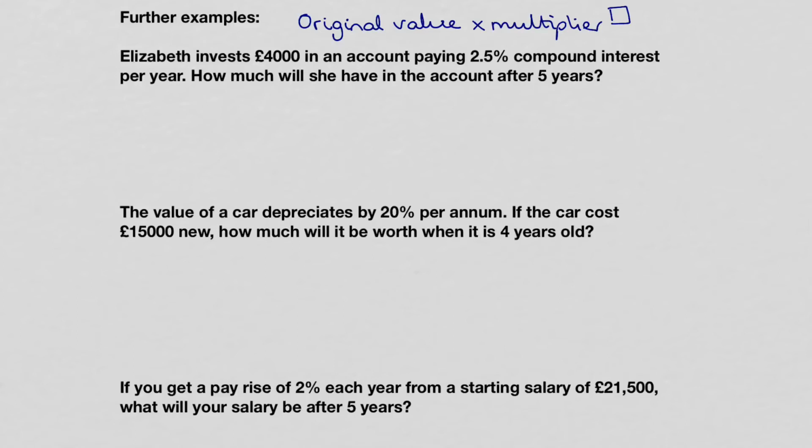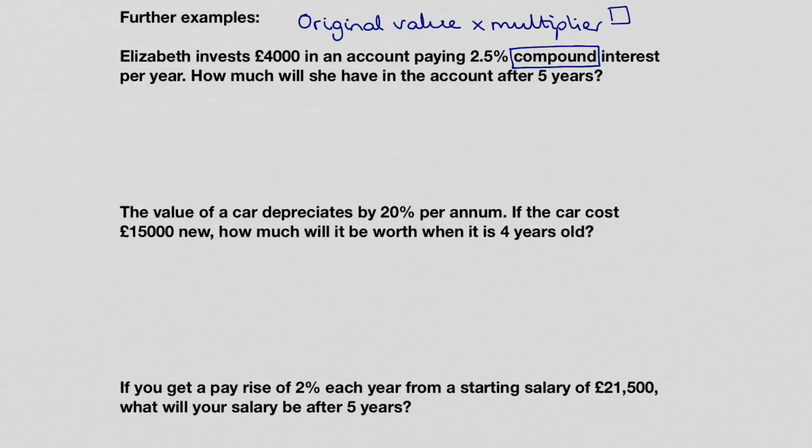Okay, so here what we've got is Elizabeth invests £4,000 in an account paying 2.5% compound interest per year. How much will she have in the account after 5 years? You won't usually see the word compound in there. You've just got to know that it's compound. I've just put that in there to highlight the fact that we're not just working out 2.5% and timesing it by 5 and adding it on. That's not what we're doing.